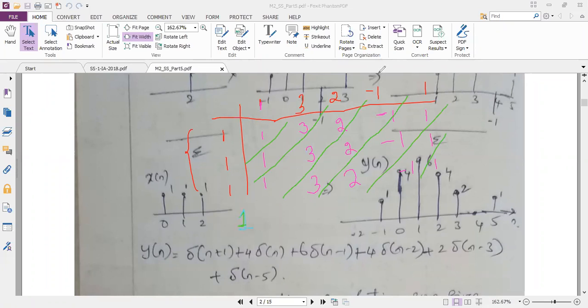Let me take different colors so that it will be easier. Okay, 1. The next answer is 3 plus 1, 4. And the next answer is 3 plus 2 plus 1, 6. And here it is 3 plus 2 is 5, 5 minus 1 is 4. And here it is 2. And here it is 0. And finally it is 1. So is our answer matching using the cross verification method?